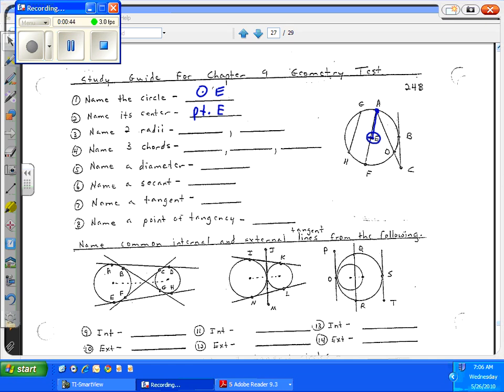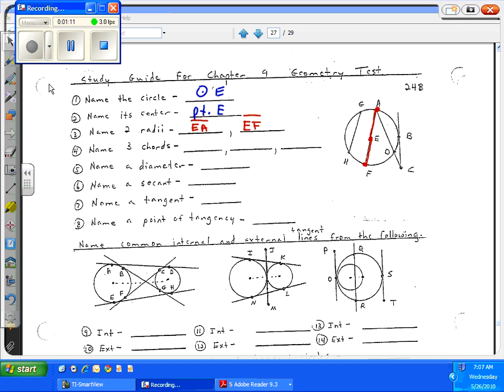The given distance is the radius, or we could say the radius is a segment from the center to a point on the circle, or we could say that the radius is half the distance across the circle. So we have two radii, segment EA and segment EF.